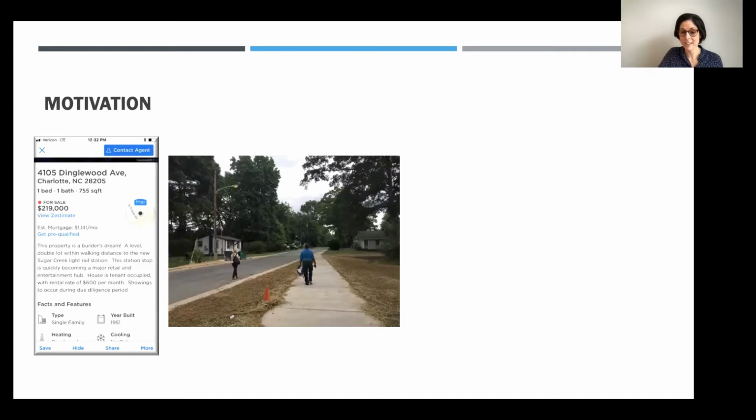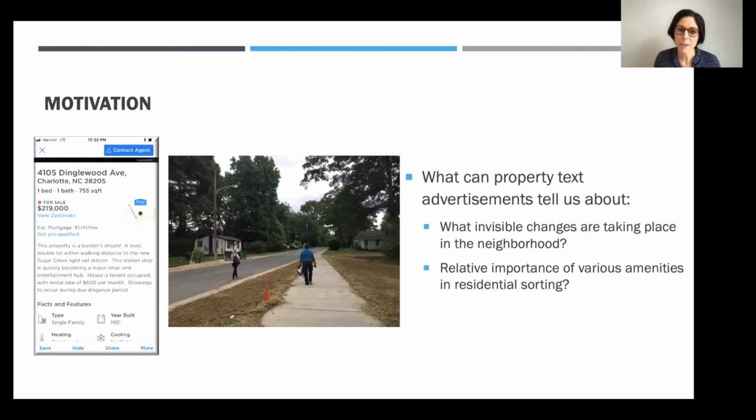So that's where these kind of light bulbs started to go off. Well, what else can we learn about how neighborhoods might change from how they're being advertised? Can we get a sense of this foreshadowing that, oh, this is a light rail station, it's marketed to a particular clientele, they're trying to evict this tenant.